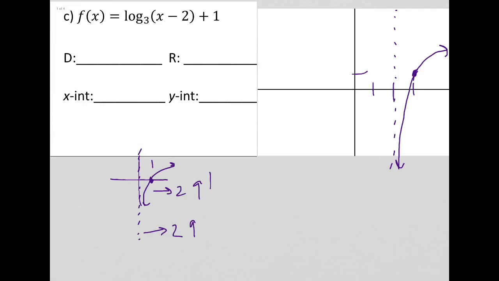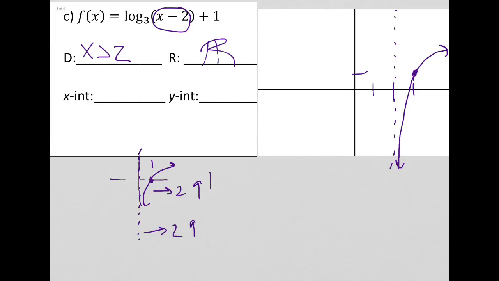And now the question is, what's the domain? Well, the domain is all x values greater than 2, because remember the inside of that has to be positive. What is the range? Well, the range is all real numbers.